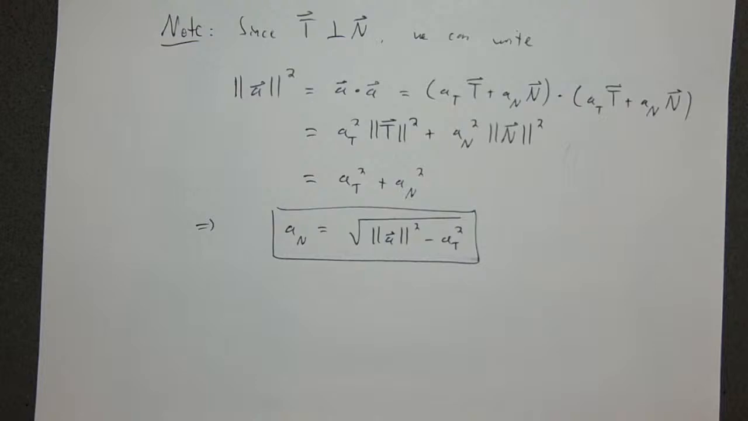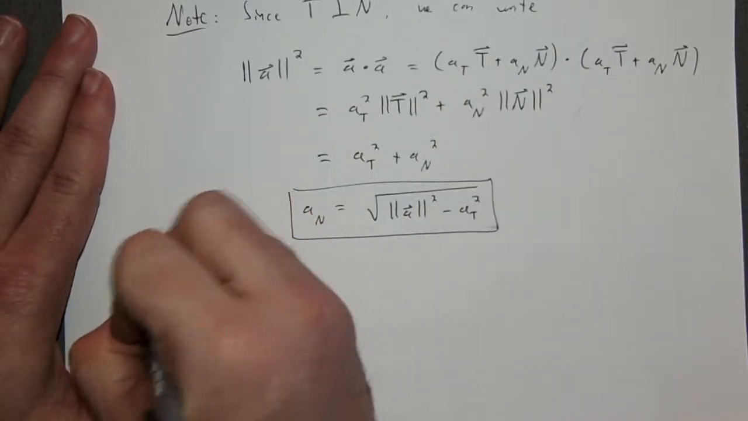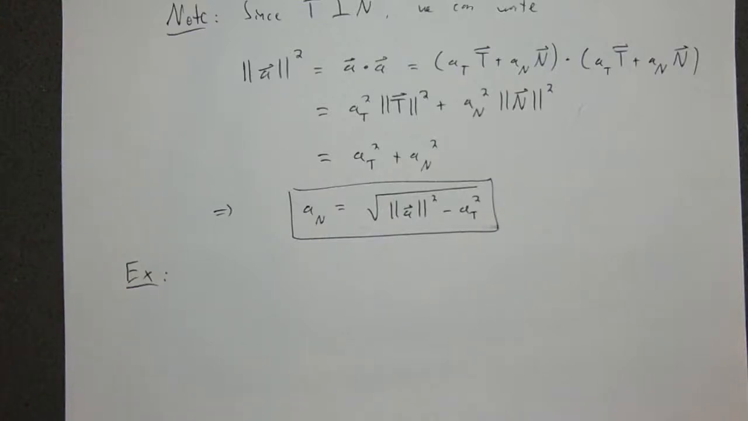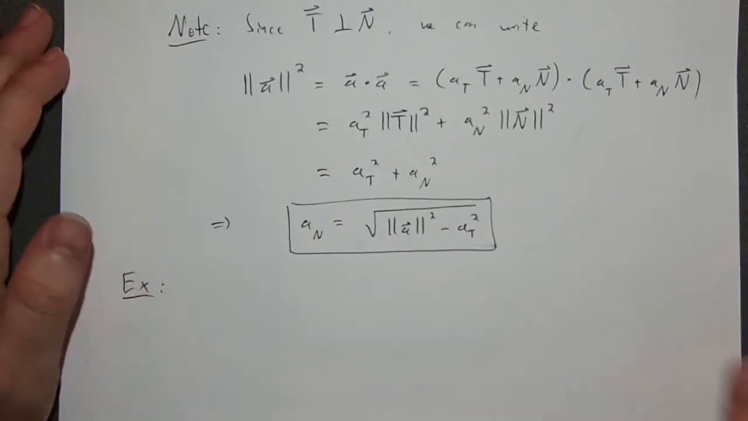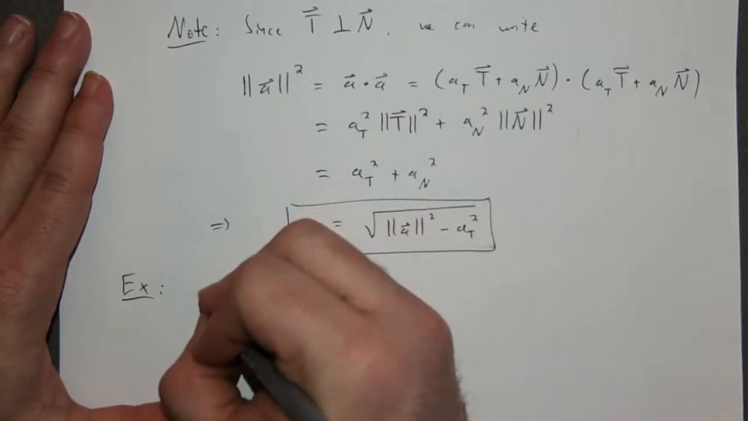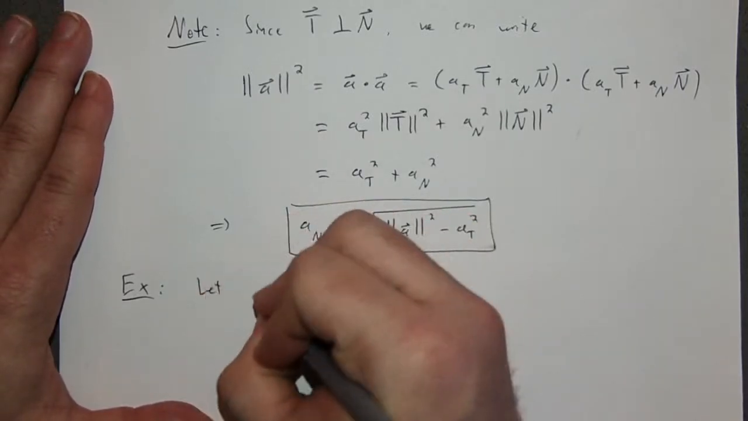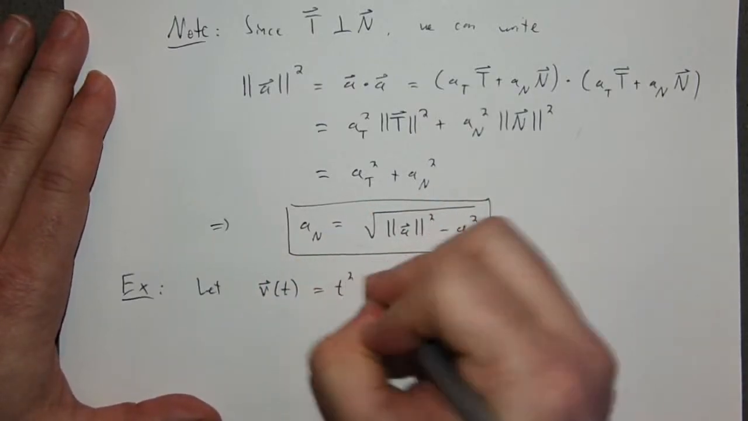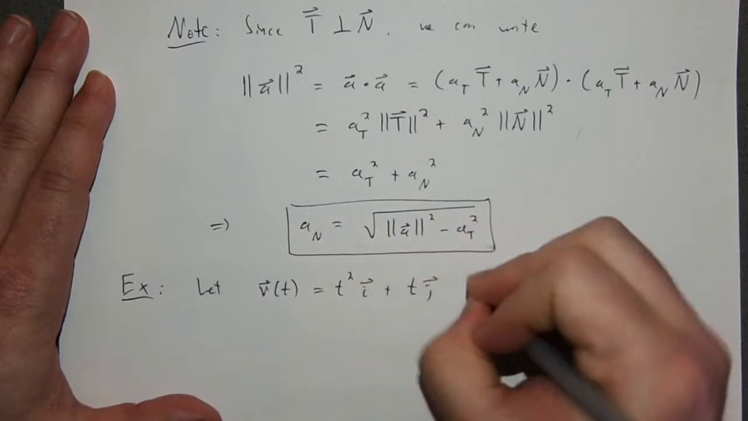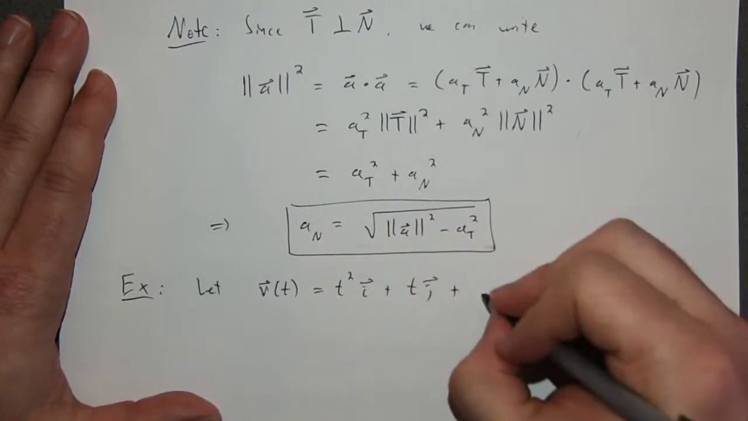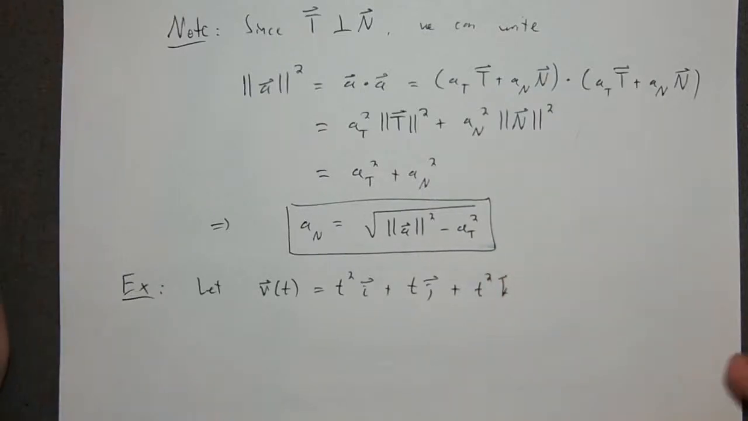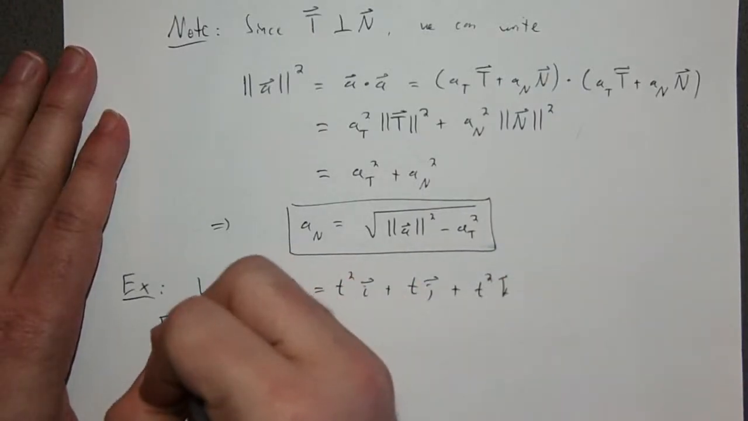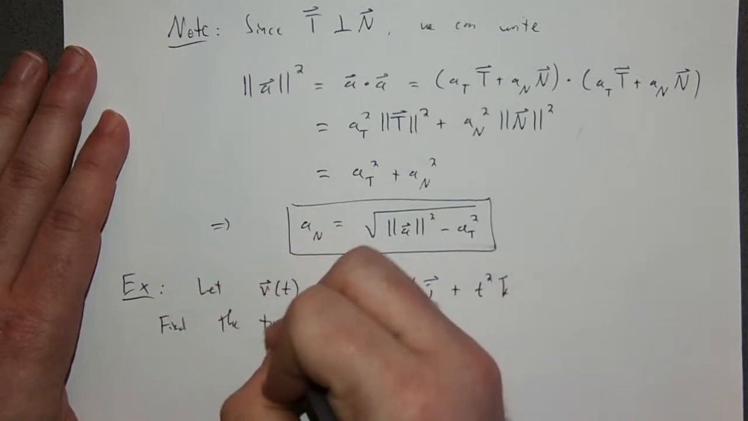Okay, so let's do a quick example here of using this, and then I'll move on. So, quick example, let's let our position vector valued function be t squared i plus t j plus t squared k. Find the tangential and normal components of acceleration.